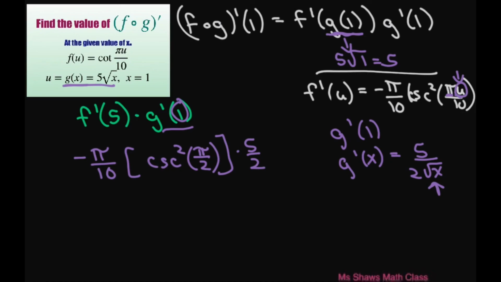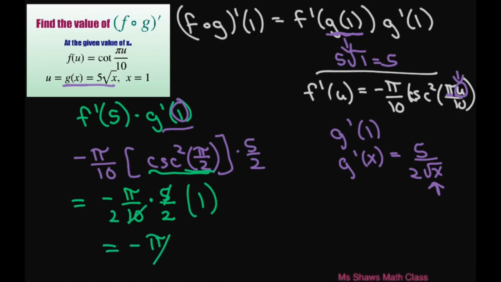Therefore, this is going to equal negative pi divided by 10 times 5 divided by 2. And this part here, cosecant of pi divided by 2 is 1, and then you square it and you get 1. So 10 goes into 5... this goes into 10 2 times. So your final answer is going to be negative pi divided by 4.